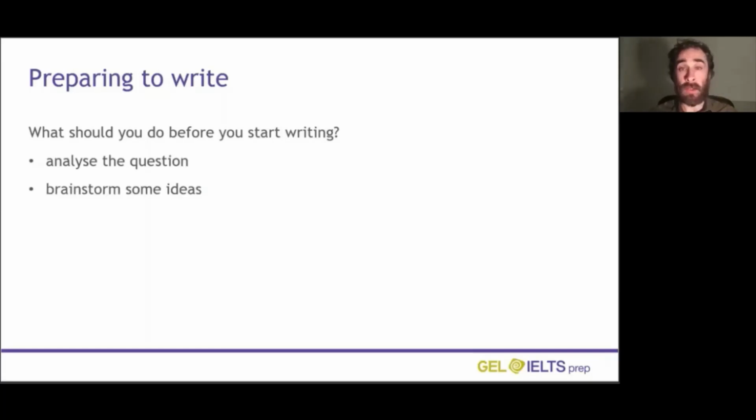Then you need to brainstorm some ideas in response to the question. Think of arguments, examples, situations. What would you say in response to this question? Make a list of possible ideas. Make a list of more ideas than you need. Then you need to decide on the structure of your essay. So that's what you're going to put in each of the paragraphs. Remember, a task 2 essay will probably have 4 paragraphs: an introduction, 2 body paragraphs, and a conclusion.